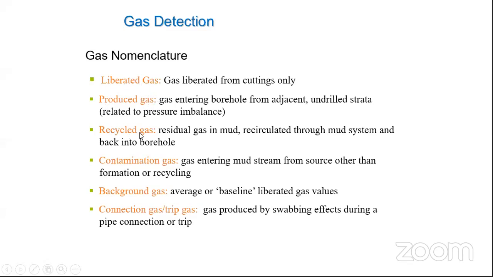Then the next one is recycle. Recycle means, the word itself is very clear, it is not newly coming out from the formation. For example, you have a very high gas in the mud, let's say 5%, 10%, and it is in the mud. If it is not properly degassed out, then the mud has already absorbed some gas. So when we pump in and continue circulation, some part of it is already there in the mud and will come out again. So it will recycle. That is called recycle gas.